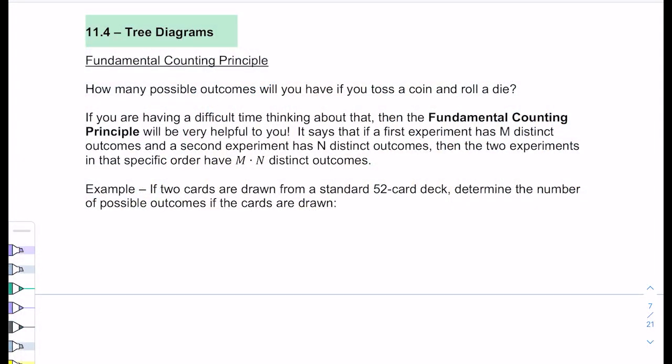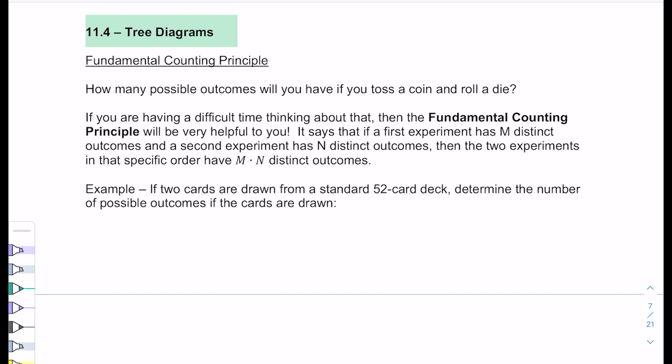Hi everyone, welcome back. We are now on 11.4, which is all about tree diagrams. If you're a visual person, this will help you visualize what we're looking at with probability. So we're going to talk about a very important principle. It's called the fundamental counting principle. We'll start off with a question.